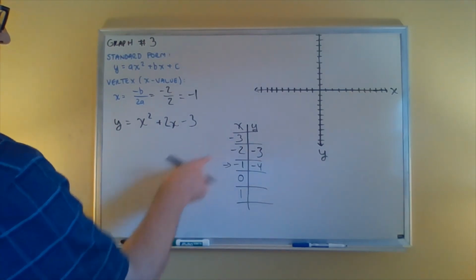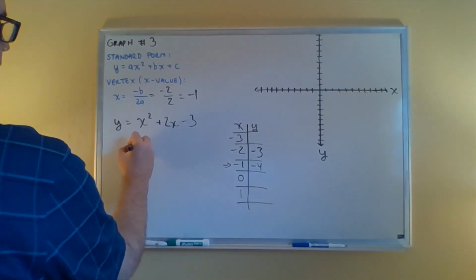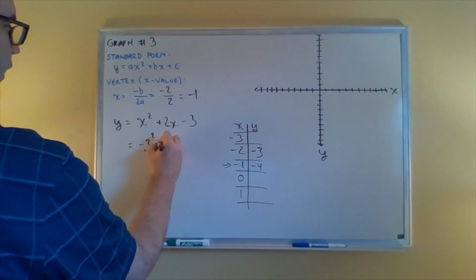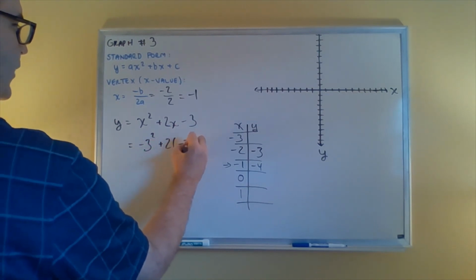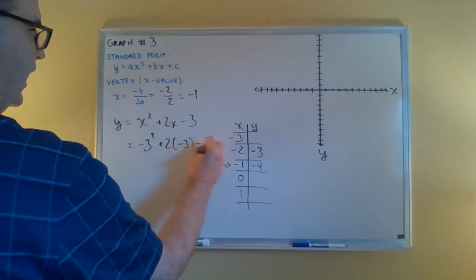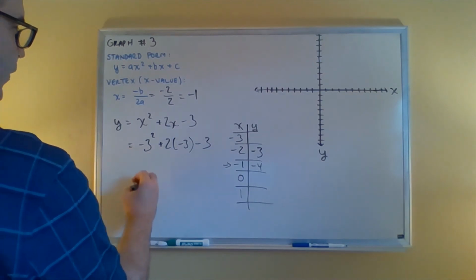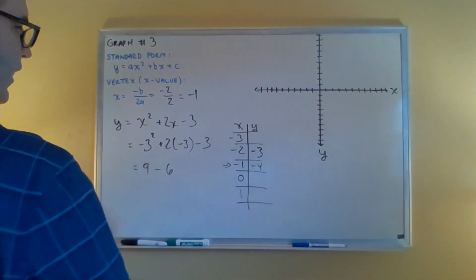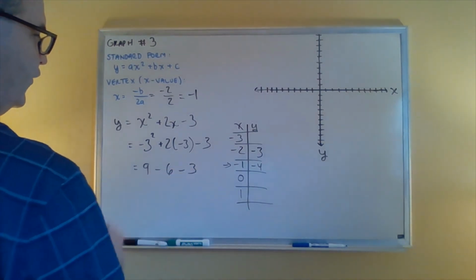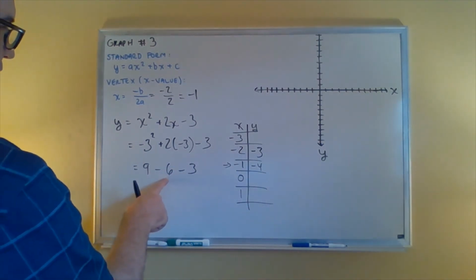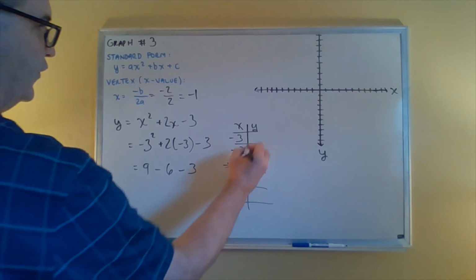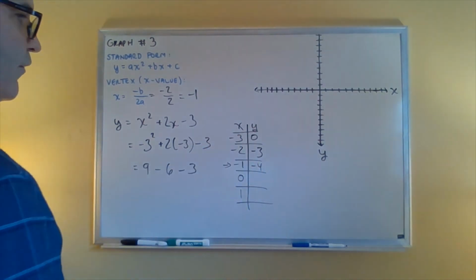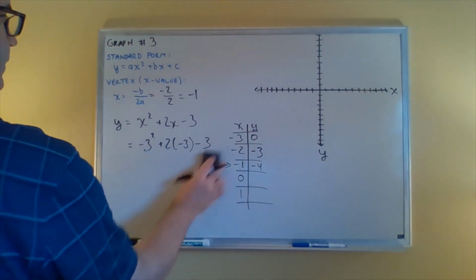Next, we're going to plug in negative 3 for x. So I'll get negative 3 squared plus 2 times negative 3 minus 3. Negative 3 squared is 9. 2 times negative 3 is a negative 6, minus 3. Well, 9 minus 6 is 3. 3 minus 3 is 0. So when x is negative 3, y is 0.